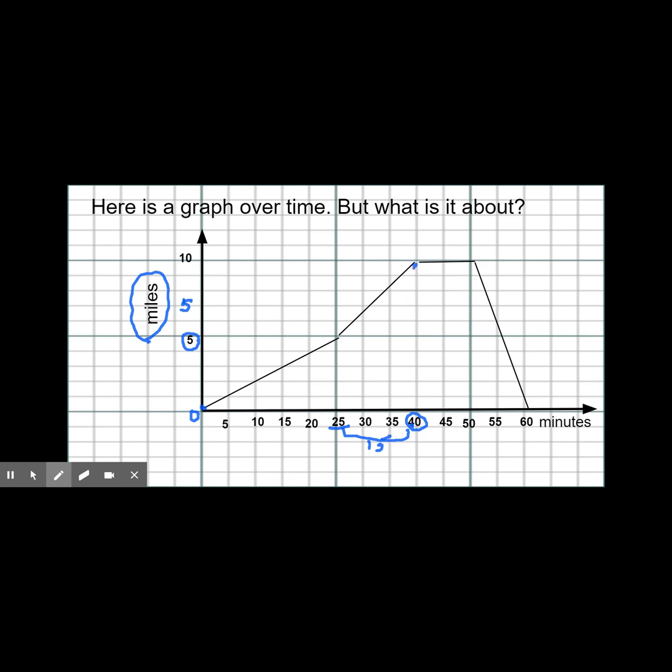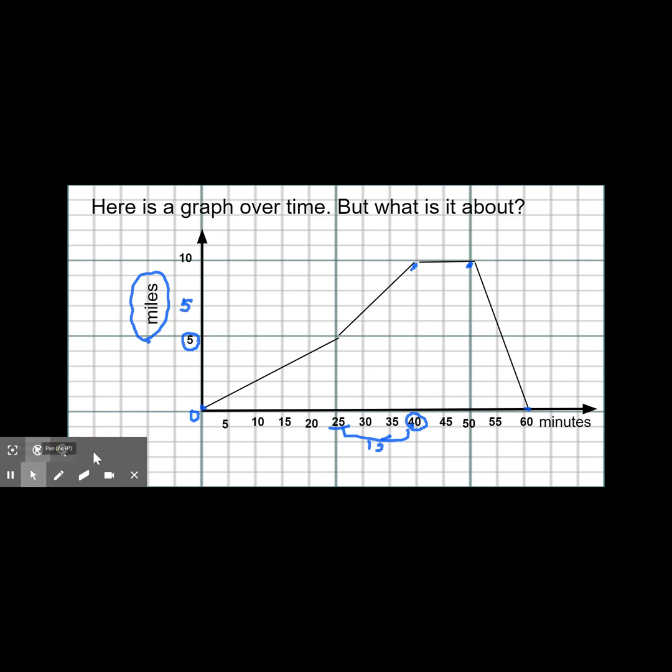Then what happens? Well, this person's not covering any miles at all. We're covering 0 miles in 10 minutes. This is a rest period. We're not going further away from home, and we're not going towards home. And in the very last section, we're coming back towards home, taking 10 minutes to cover 10 miles.